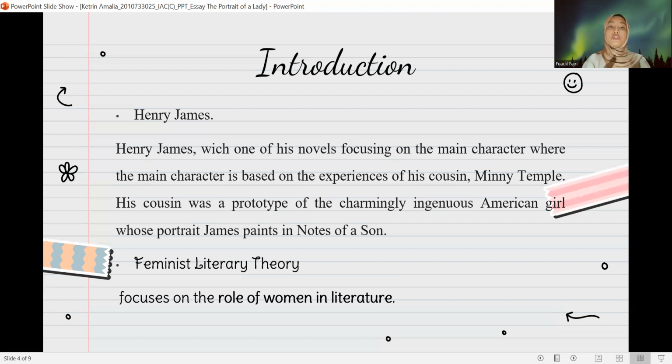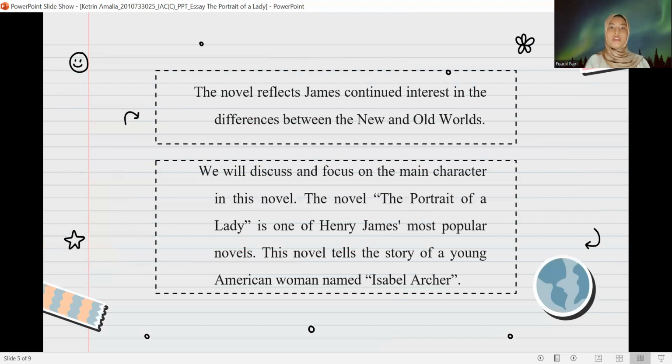The novel The Portrait of a Lady tells how the main character, Isabel Archer, is a woman who has a strong desire to live according to what she wants and becomes a woman who is free to determine her own destiny and fight for her freedom. And the novel reflects James' continued interest in the differences between the new world and the old world.